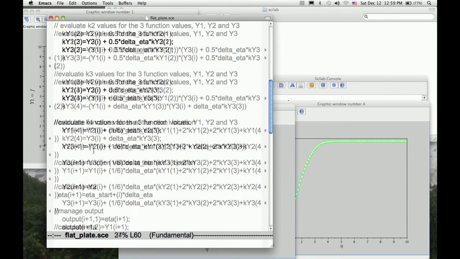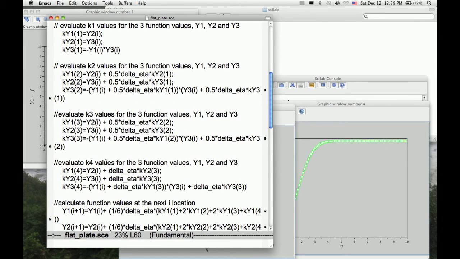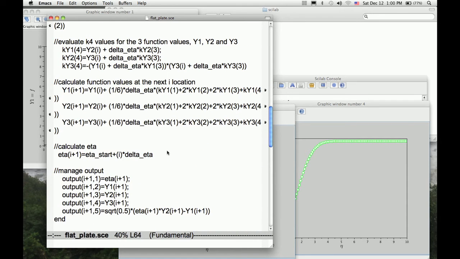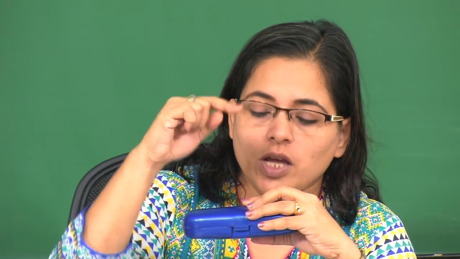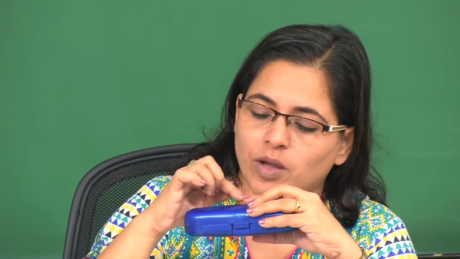And finally, we take the fourth point, which is ky1, y2, and so on and so forth. Then basically what we do is calculate the function values at the next location. So, what I am saying is we take the surface, let us say this is my surface. I start from here and this is my edge of the boundary layer. When I go from here to here, I will not go directly. I am going to go in steps.